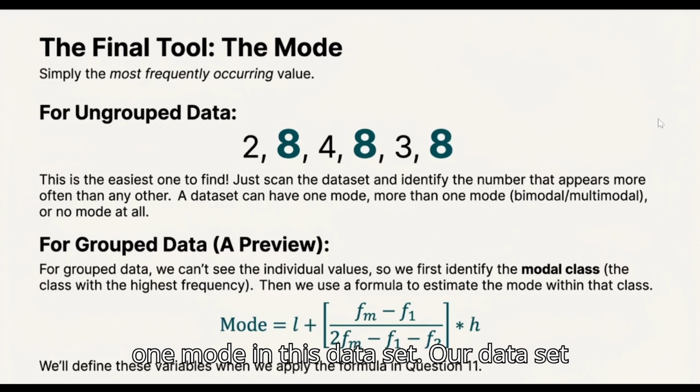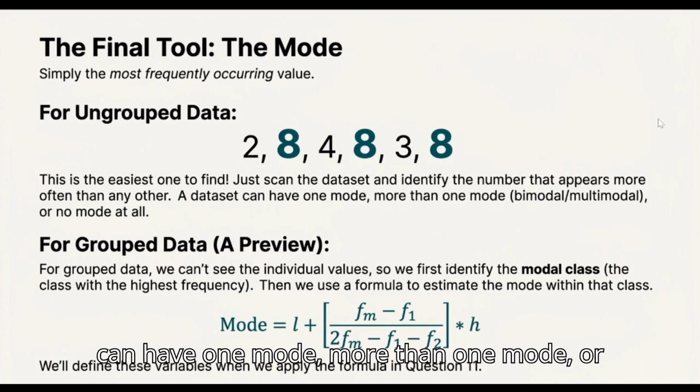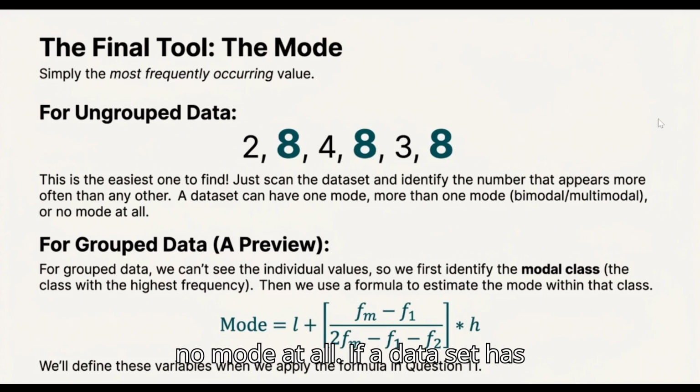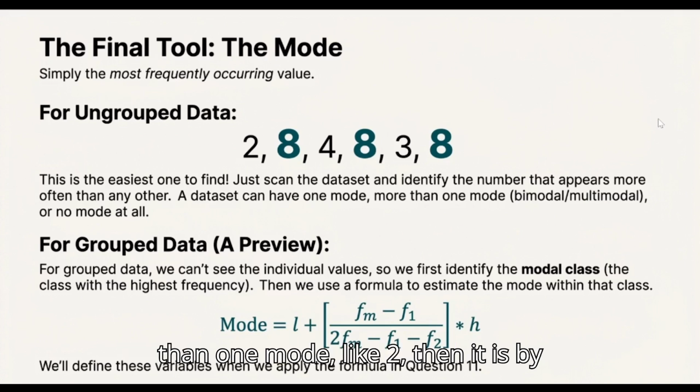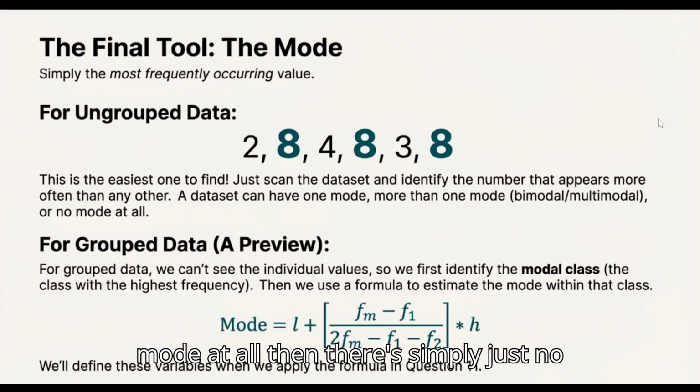A data set can have one mode, more than one mode, or no mode at all. If a data set has one mode, then we consider it a unimodal data set. If a data set has more than one mode, like 2, then it is bimodal, and if it has 3, then it is multimodal. And if there is no mode at all, then there's simply no mode.